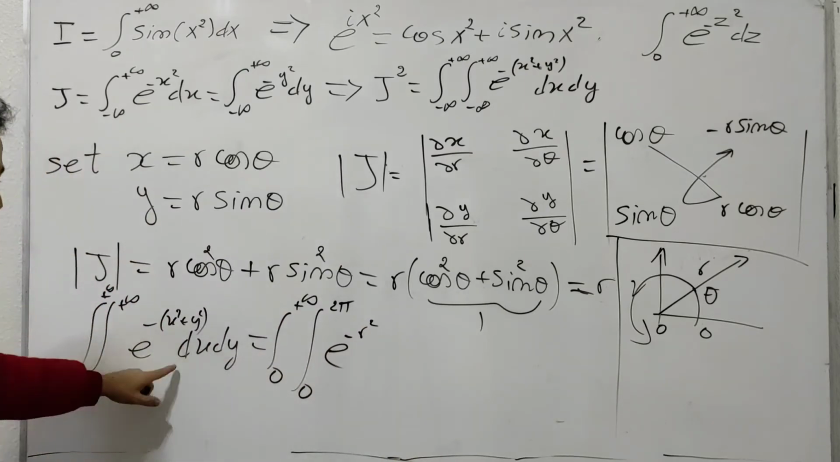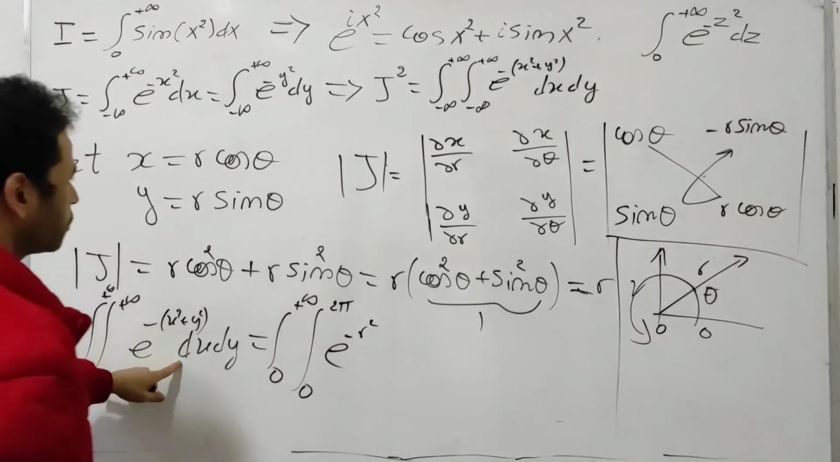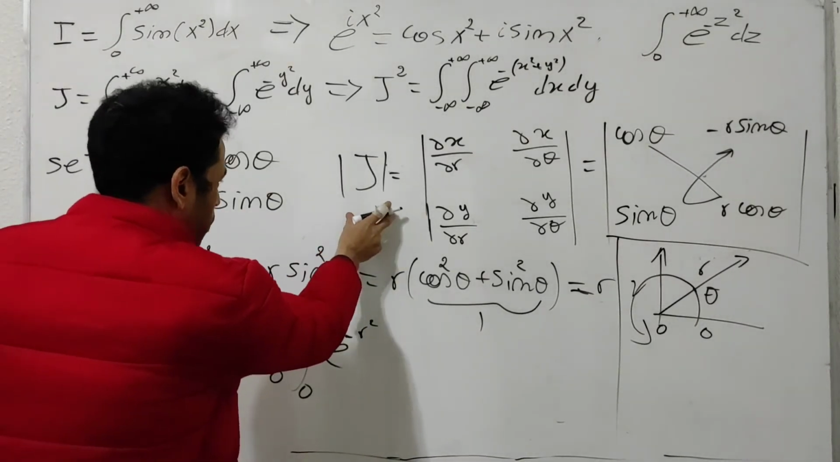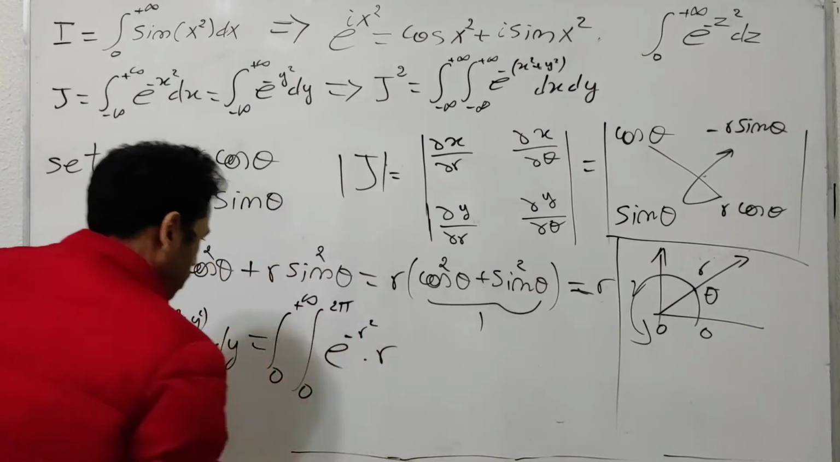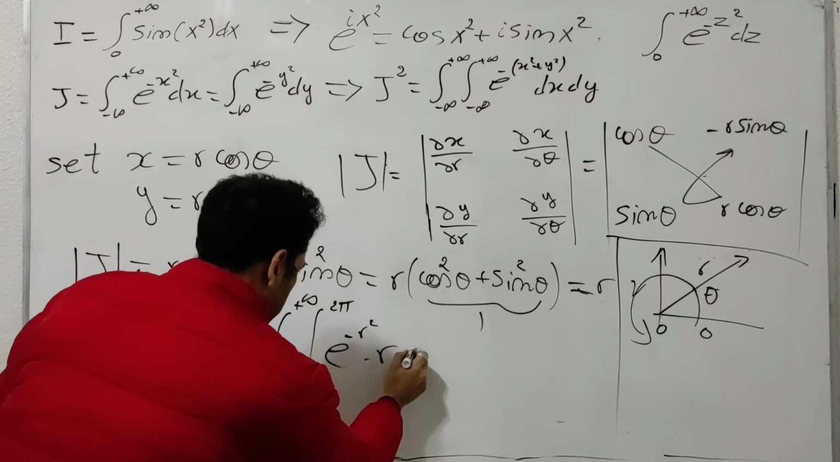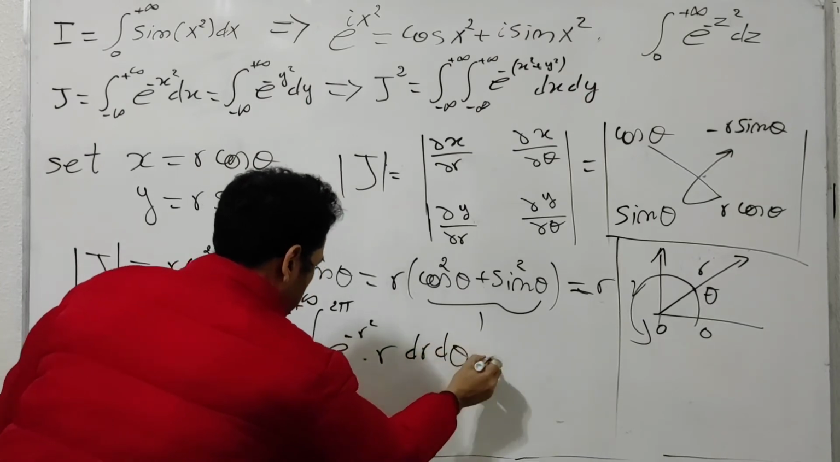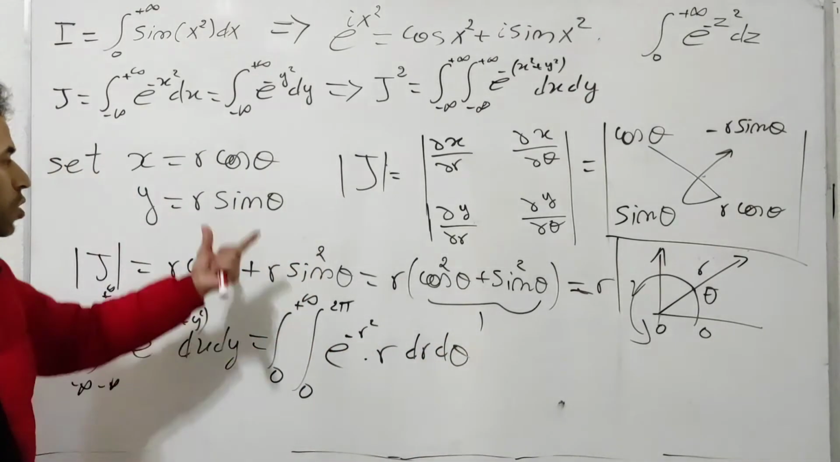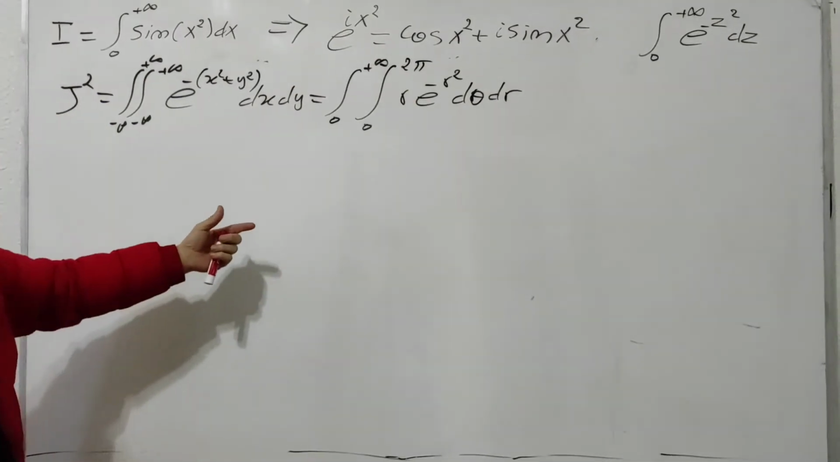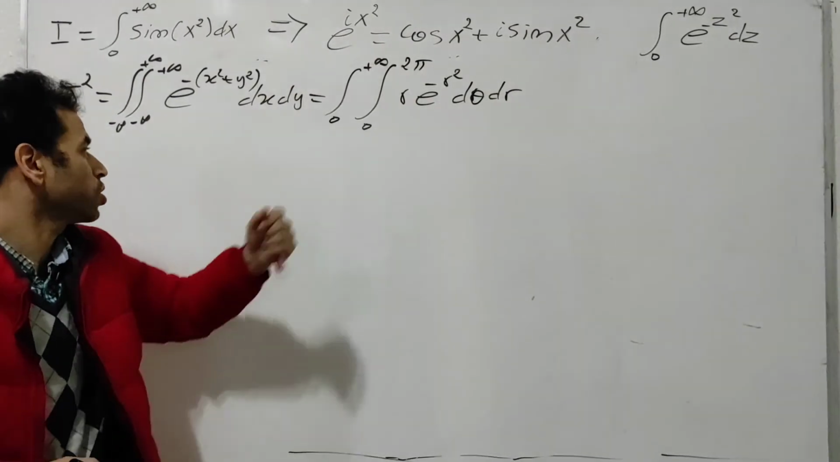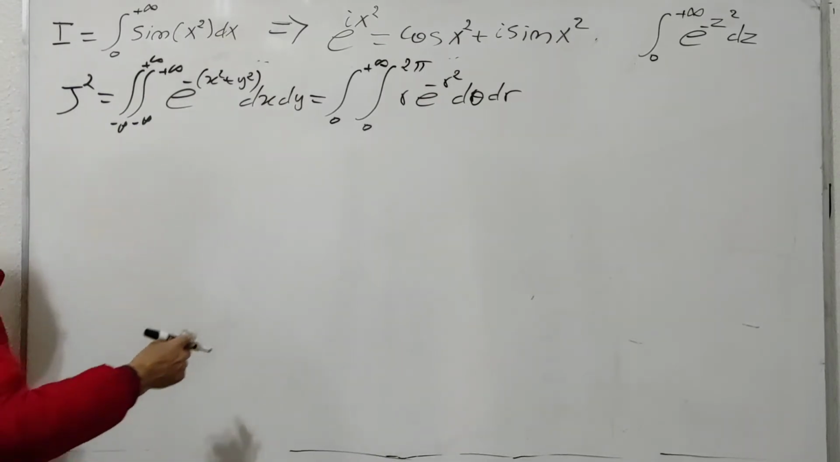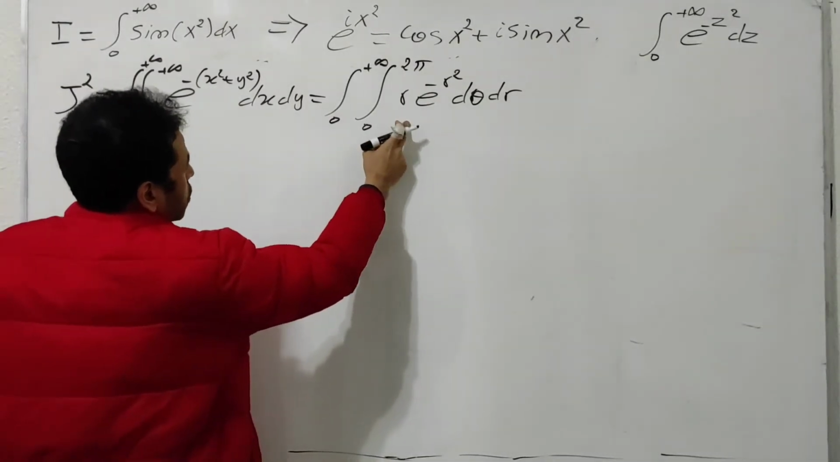This is multiplied by the Jacobian, as we said before, which is r, and dr d theta. I'm going to clean up the board. In the last board I was working on the Jacobian transformation and came up with this result. Now I'm simply going to calculate this integral.